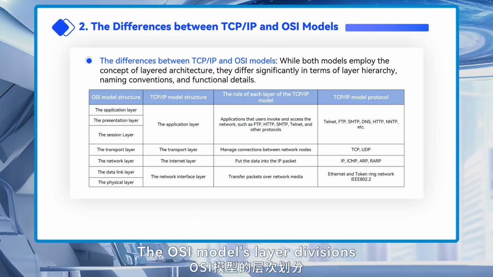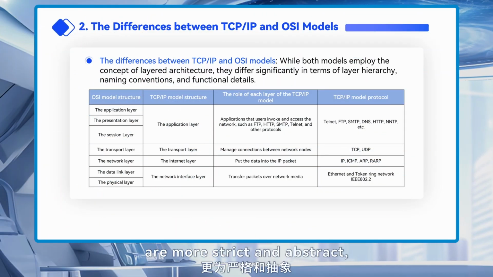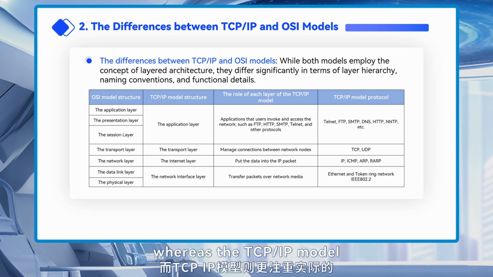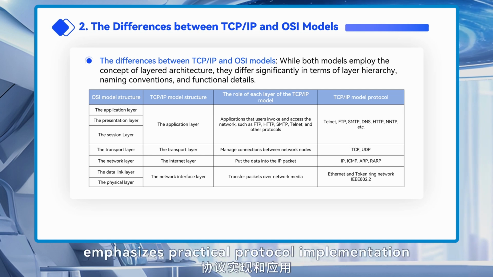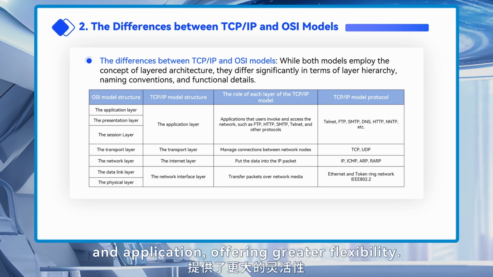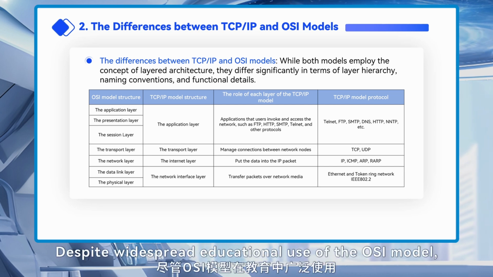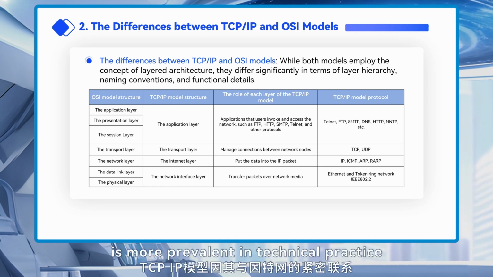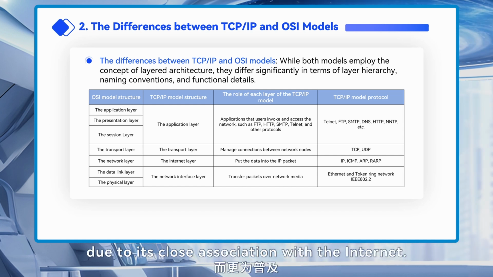The OSI model's layer divisions are more strict and abstract, whereas the TCP/IP model emphasizes practical protocol implementation and application, offering greater flexibility. Despite widespread educational use of the OSI model, the TCP/IP model is more prevalent in technical practice due to its close association with the Internet.